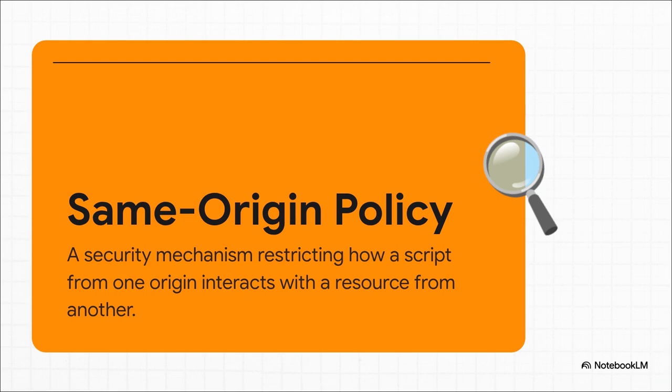So, what do we mean by an origin? It's actually pretty simple. It's just a combination of three parts of a web address. The scheme, which is like HTTP or HTTPS, the domain, like a.com, and the port number. If just one of those three things doesn't match between two addresses, the browser says, nope, you two are from different places.